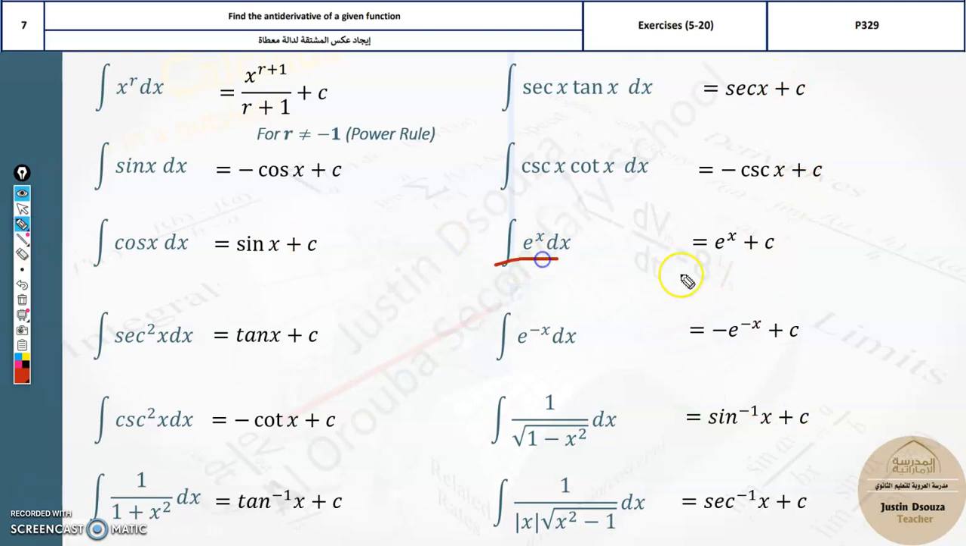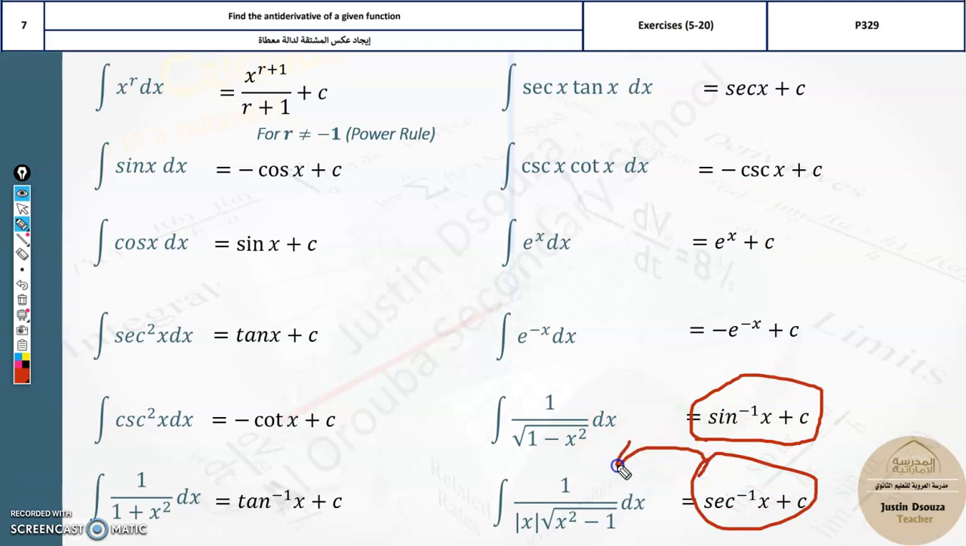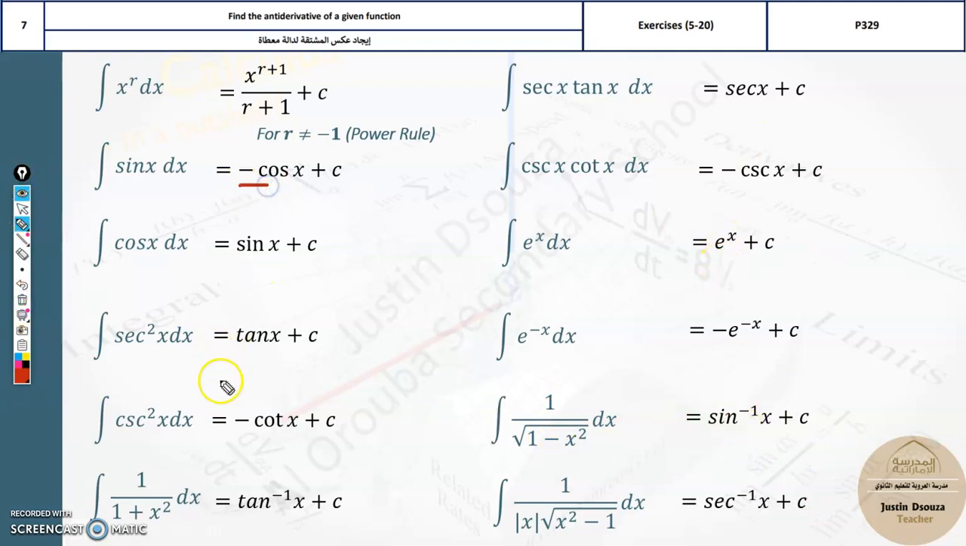E to the power x did not have any derivative change, so even integration is the same, but you need to add plus c. And similarly, the other formulas. These were the questions for derivatives and this was the derivative formula. Now we have the answers, that is, integrate the formula, get back the derivative. What about these minus signs?